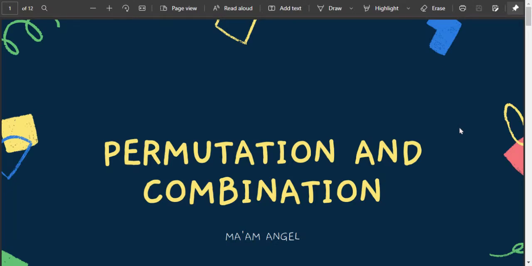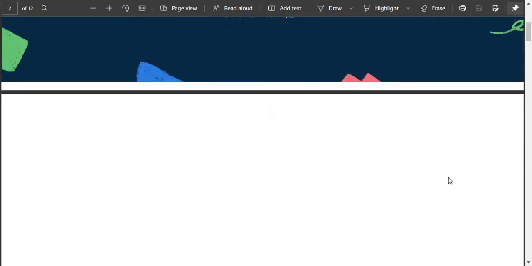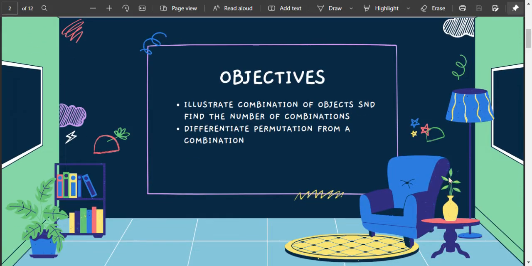Good day, everyone. So, for this lesson, we will be focusing more on combination since we are already done with permutation. And we will also discuss the difference between these two, between permutation and combination. So, these are the objectives for this lesson. First is to illustrate combination of objects and find the number of combinations. Then, differentiate permutation from a combination.